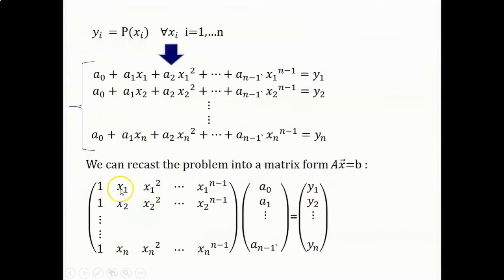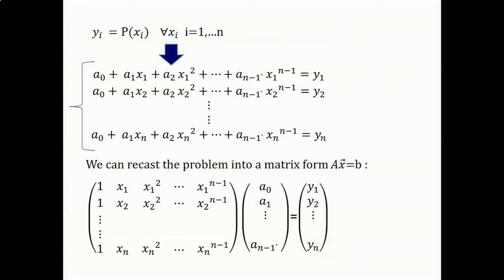Now, if we express the condition yi equals p of xi, then we get n equations. So a0 plus a1 x1 plus a2 x1 squared, up to an minus 1 x1 to the n minus 1, is equal to y1, etc., which you can recast into a matrix form. So 1, x1, x1 squared, up to x1 to the n minus 1, down to 1, xn, xn squared, up to xn to the n minus 1. This is a matrix of size n by n, multiplied by the unknowns a0 till an minus 1, equal to y1 till yn.